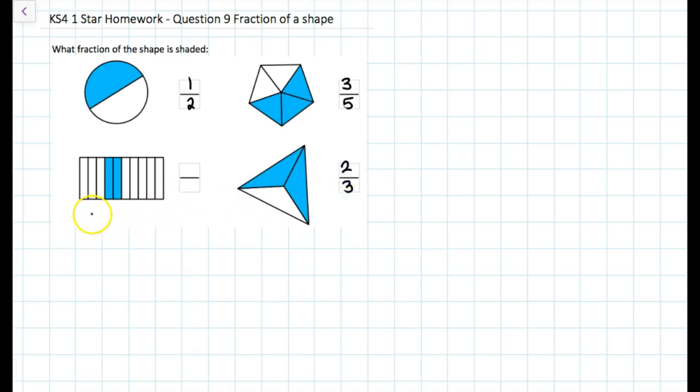Next one, slightly more to count. So we've got 1, 2, 3, 4, 5, 6, 7, 8, 9, 10 altogether. 2 are shaded, so we've got 2 out of 10.